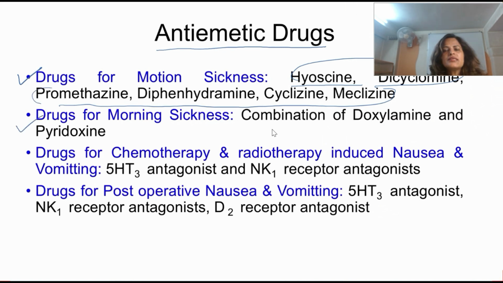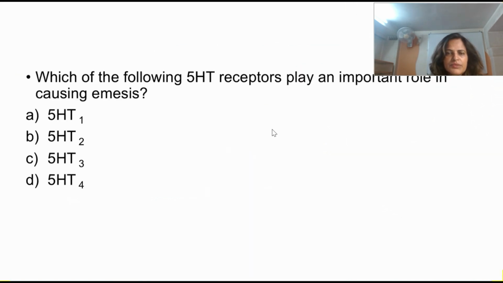Then for morning sickness, this is a combination of doxylamine and pyridoxine. For chemotherapy and radiation-induced nausea and vomiting, we have 5-HT3 antagonist and neurokinin receptor antagonist. Along with that, we give the adjuvant drug like dexamethasone. Then for post-operative nausea and vomiting, again 5-HT3 receptor antagonist, then neurokinin receptor antagonist, and even D2 receptor antagonist. Now, a few important MCQs.